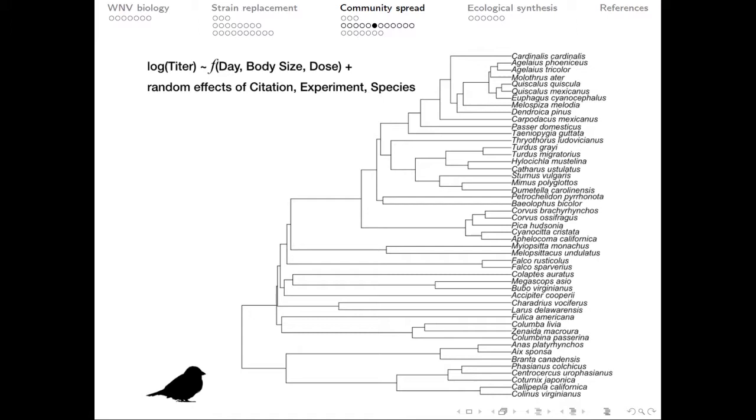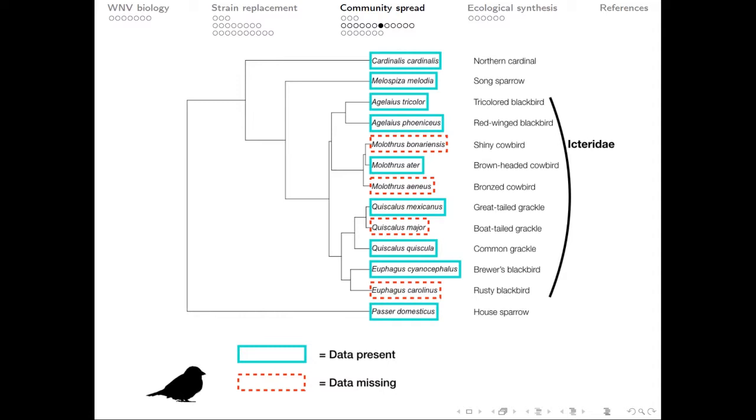These are the blackbirds, just to zoom in on a little piece of the bird phylogeny. And we were lazy and used a consensus phylogeny. We could, if we wanted to do even more work, average across the uncertainty in the phylogeny. This is zooming in on one particular family. The cyan here are the species for which we have some data.